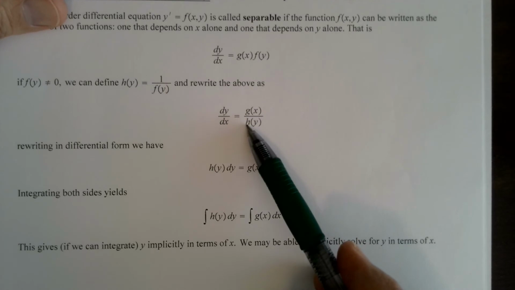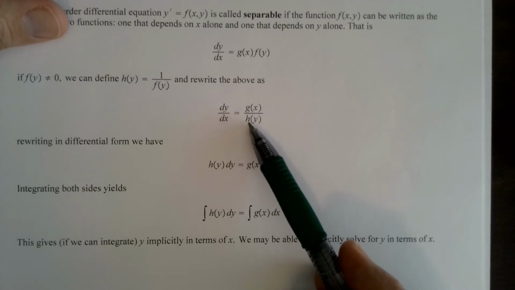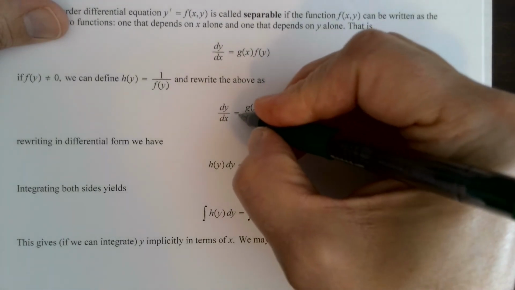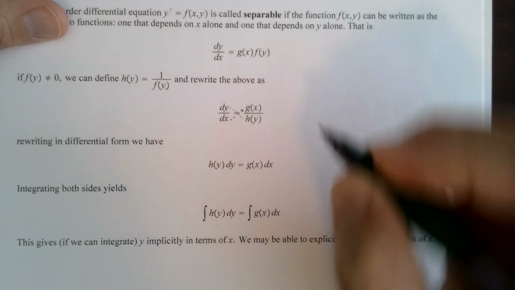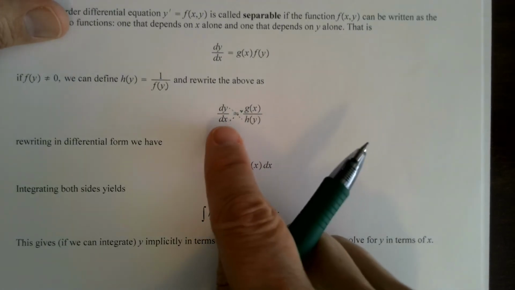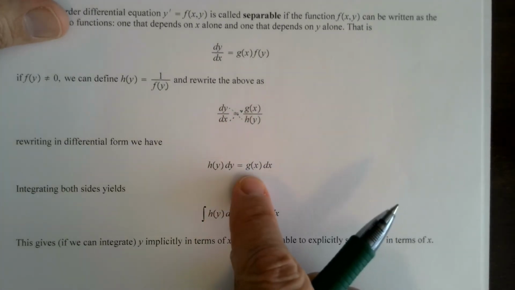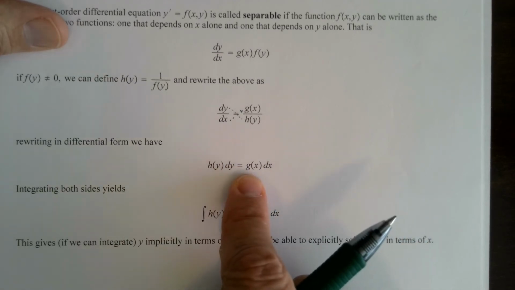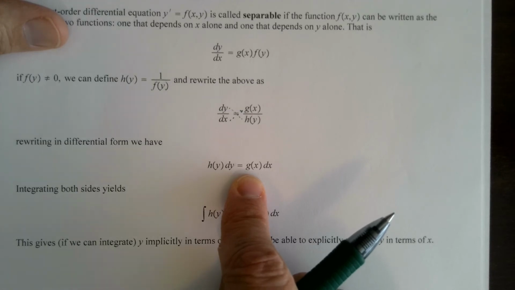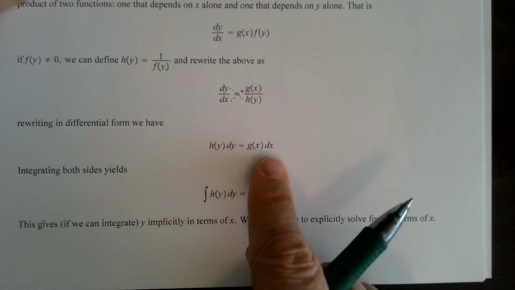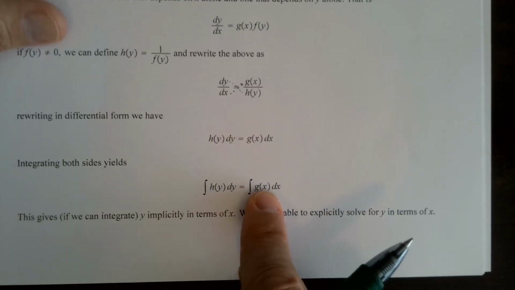Now I'm going to rewrite this in differential form, almost like cross multiplying: multiplying both sides by h of y dy, and both sides by dx, giving h of y dy equals g of x dx. We use this differential form a lot, like in the substitution method or in integration by parts, so it's something we're used to at this point. Now what do we do? We integrate both sides.